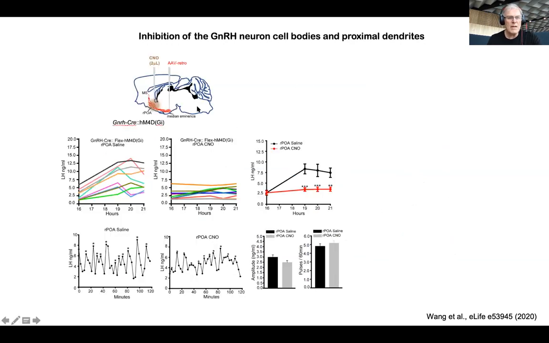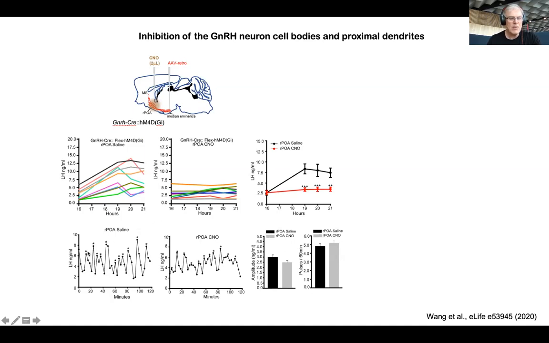The key experiment, however, was here, when Li Wang and her colleagues injected CNO now into the preoptic area. And these are quite decent volumes, 2 microliters bilaterally into the preoptic area, to try and impact as many GnRH neurons as possible. Here's the LH surge profiles. Here's with the CNO. Here's the mean data. You can see that again, the LH surge is completely abolished. So indeed, we need our GnRH neuron cell bodies to generate the surge.